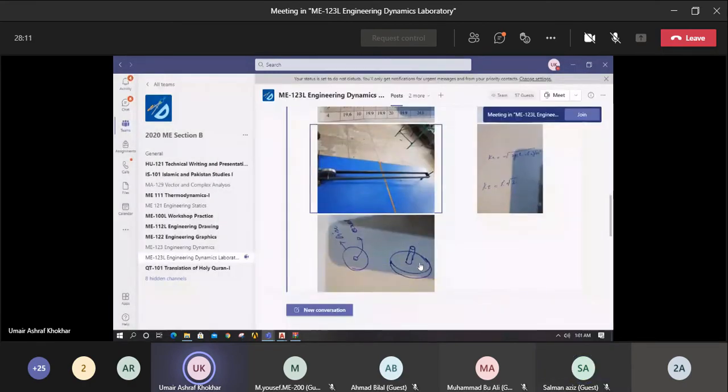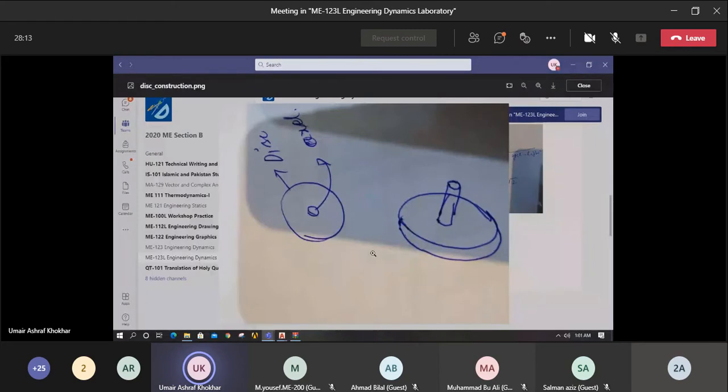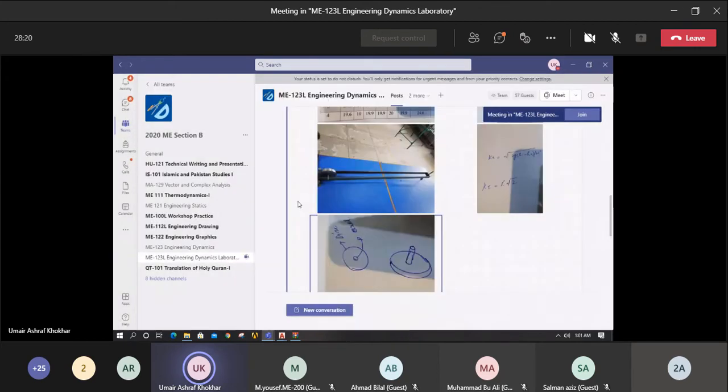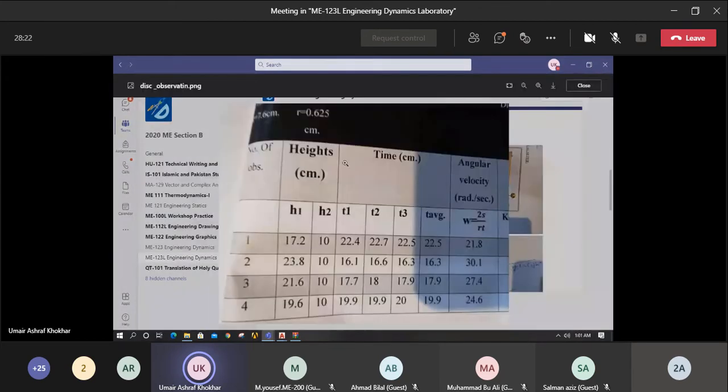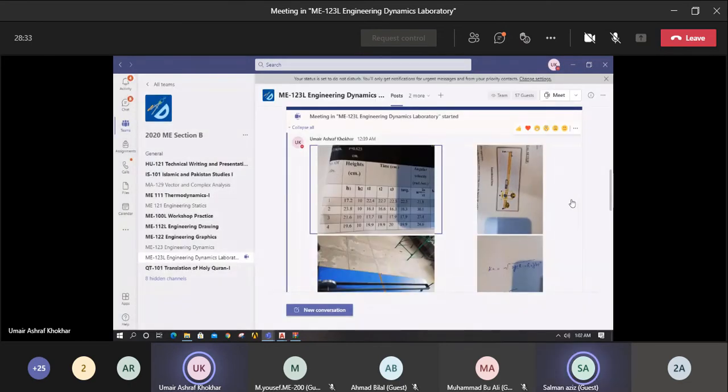Okay sir. You will see this here. This one is the axle and this one is the disk. Small r and capital R are both present in the observations. This is 7.6 centimeters and small r is 0.625 centimeter. Okay? So these are two values. Okay, sir. Thank you.